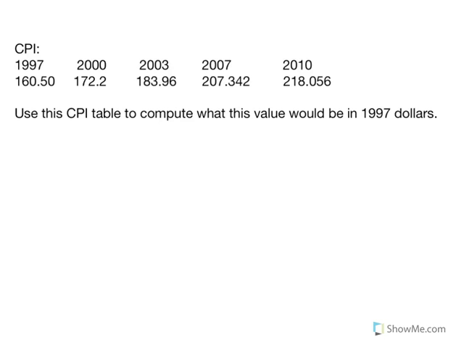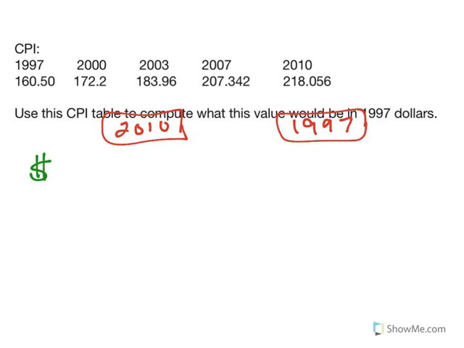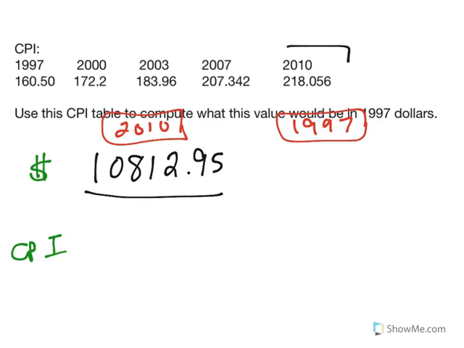Well, Part B says, use this CPI table to compute what this value would be in 1997 dollars. So we are comparing 2010 to 1997, right? These are our comparison years. So when we set up our CPI tables, I always put money in the top and our CPI value in the bottom. So 2010 is what we just calculated. We just found our federal debt per capita to be $10,812.95.